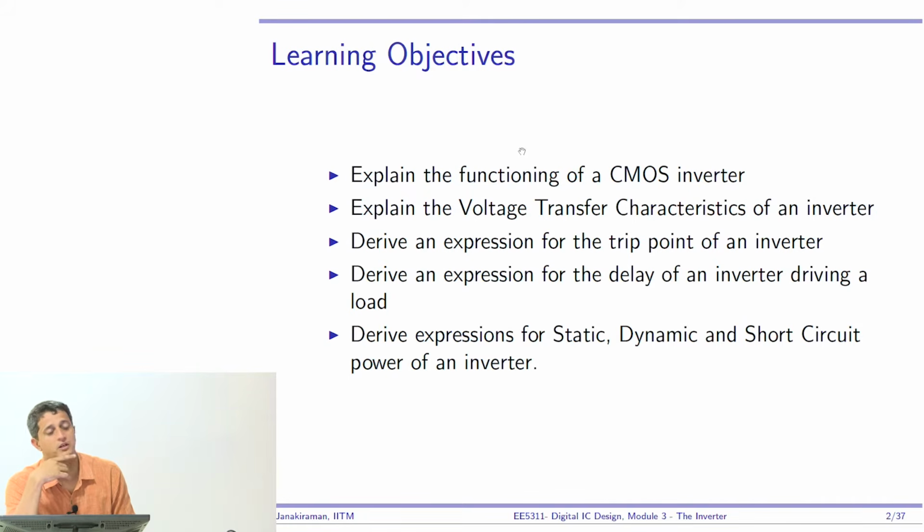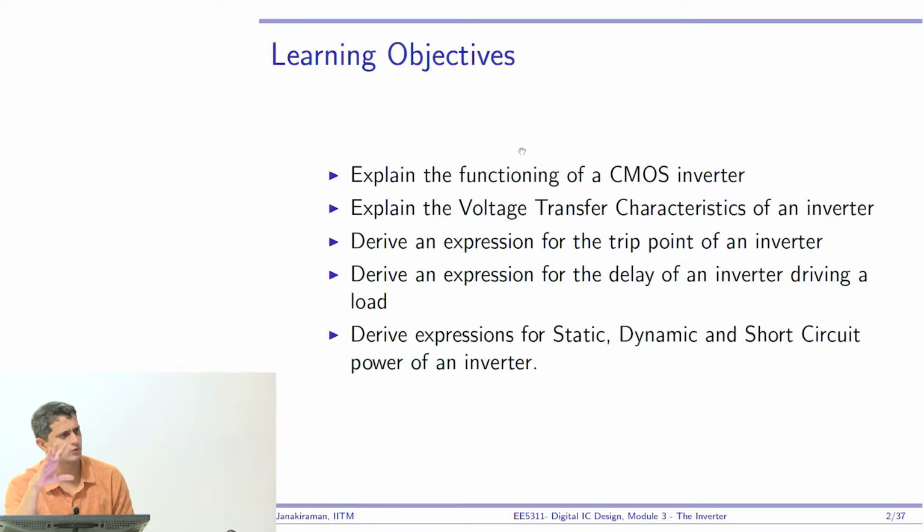Explain the voltage transfer characteristics of an inverter, which means basically the V out versus V in. When I sweep V in from 0 to VDD, you should be able to tell me what will happen to V out. What regions of operation each transistor will go through, what are the points of transition, and so on. You should be able to derive an expression for the trip point of an inverter. This is again a very, very key point that you need to know.